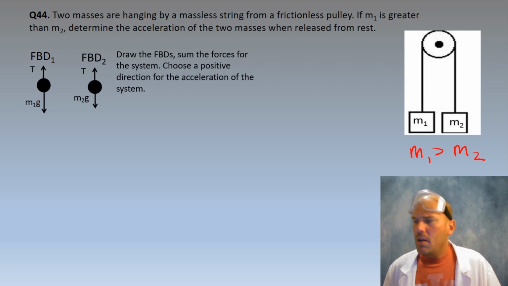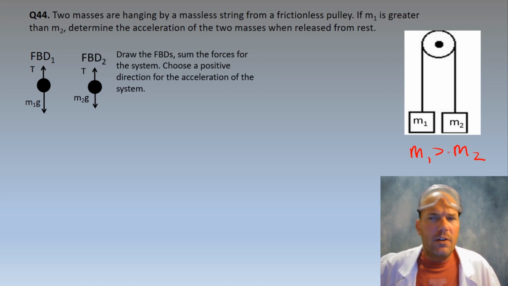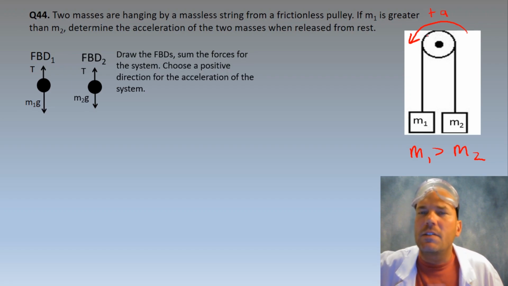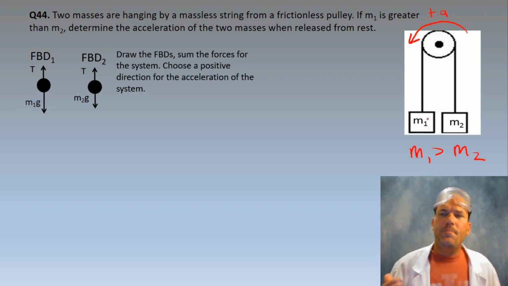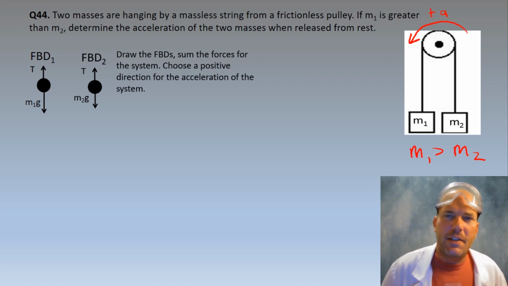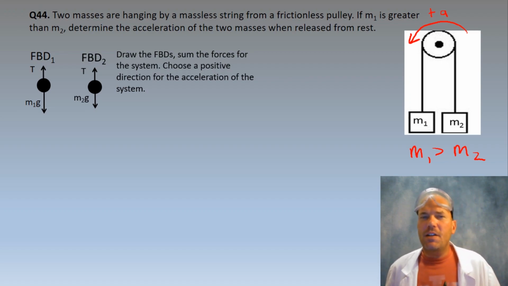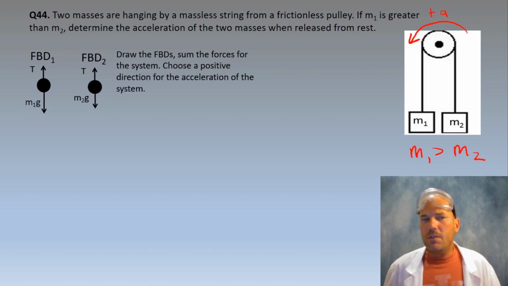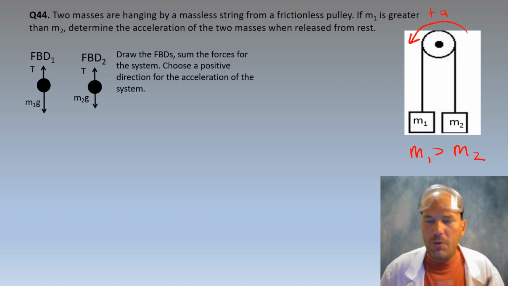First things first, if mass 1 is greater than mass 2, then when this system accelerates, it will accelerate like this. The M2 will accelerate up, M1 will accelerate down, and as a system, we're going to define our positive direction for the acceleration. Okay, now we have our free body diagrams here. Notice the magnitude of the force of gravity in free body diagram 1 is greater than the force of gravity in free body diagram number 2.